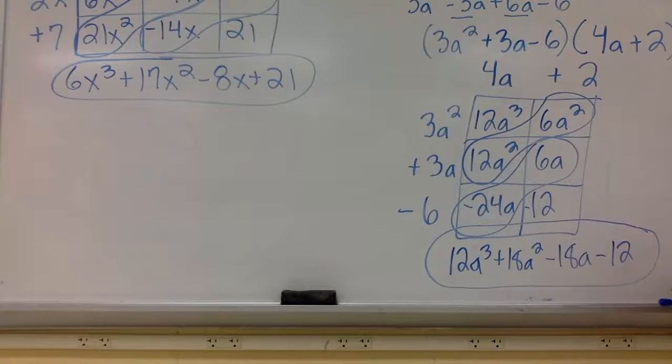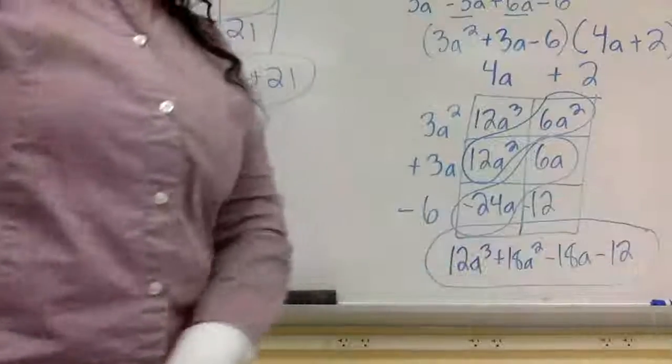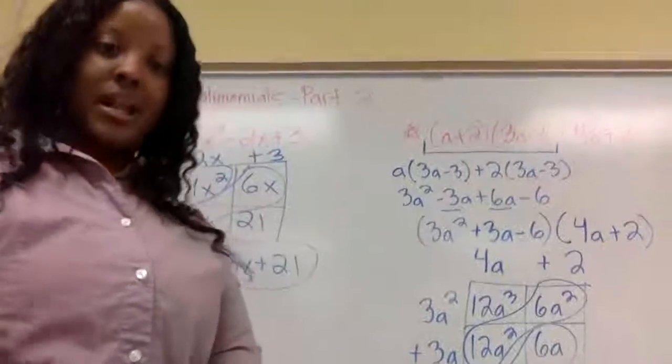So take home point with both videos. You can do the box method or the distributive property. When you are multiplying, you add the exponents. When you are combining like terms, you add or subtract the coefficients. And that is multiplying polynomials.